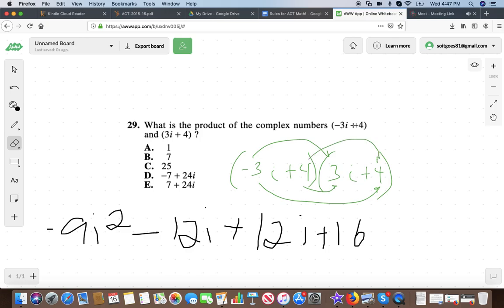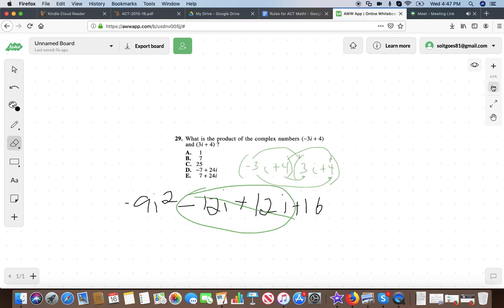Now we've got two opposites here, right? So they cancel each other out. And that gives us what? 9 plus 16 is 25. Yeah, so i squared, remember, is negative 1. So that gives us negative 9 times negative 1, which gives us 9 plus 16. You said it gives us what? 25. 25, which is our answer. That's choice C. Any questions about that?